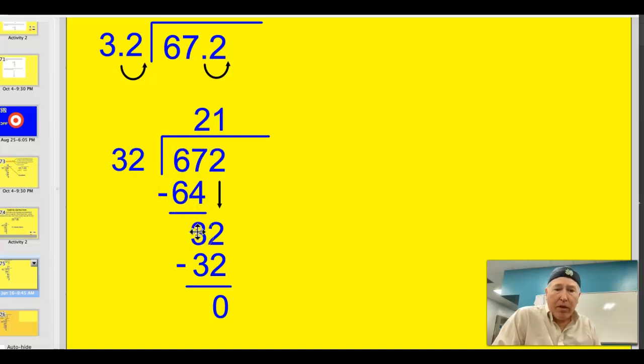67 minus 64 is 3. Okay, so does 32 fit into 3? No, so we bring down this 2. Does 32 fit into 32? Yes, it does fit in there. Fits in there one time. 1 times 32 is 32. We subtract it out, we have 0.